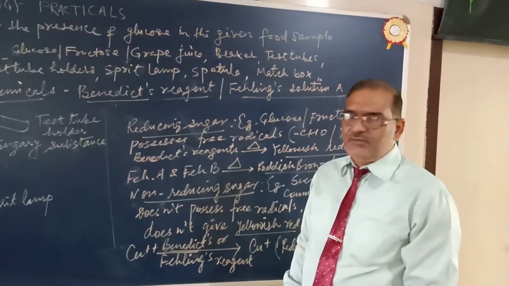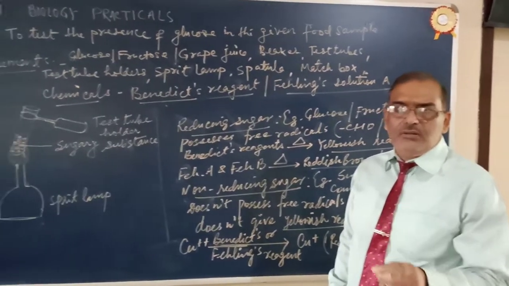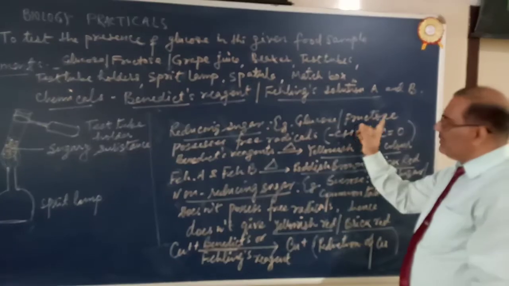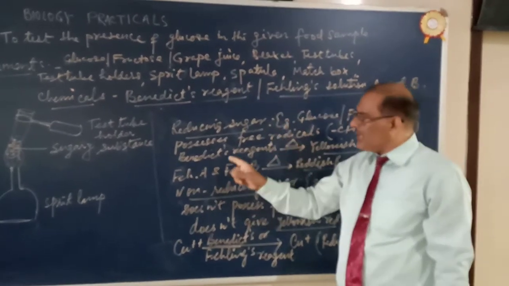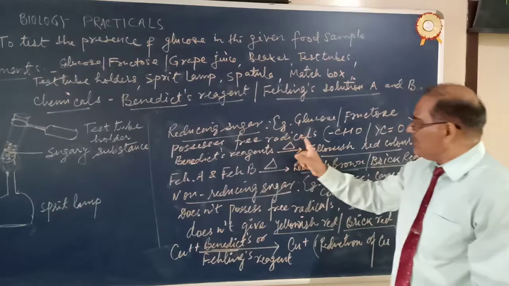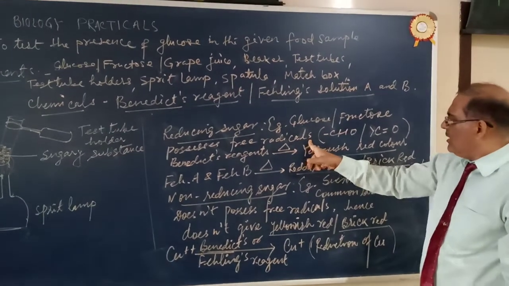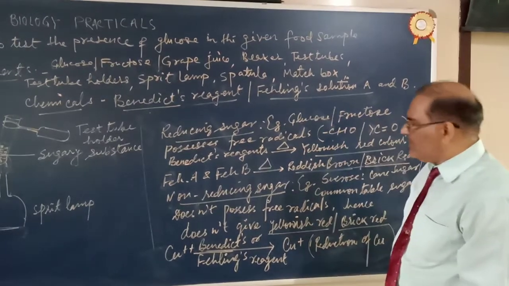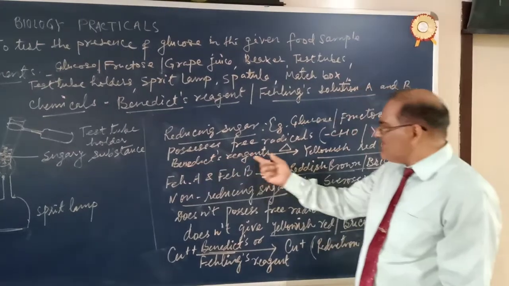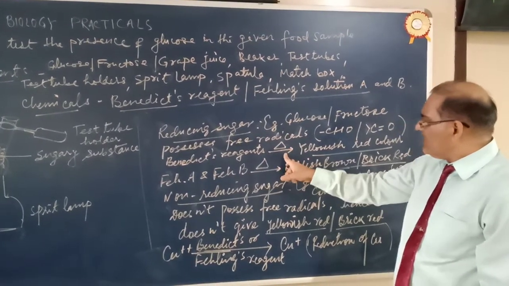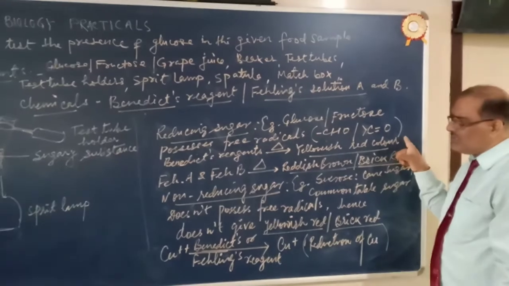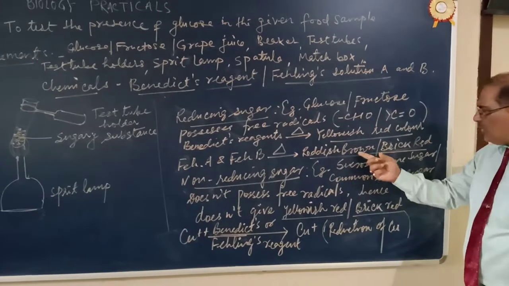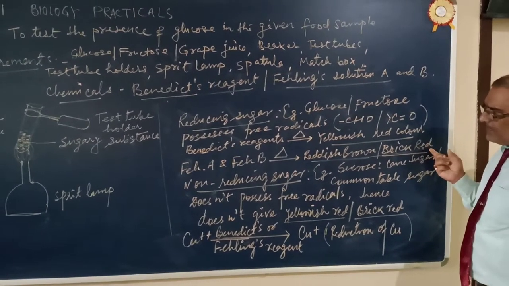Now students, let me discuss what are reducing and non-reducing sugars. Reducing sugars, for example glucose, fructose, etc. Reducing sugars like glucose and fructose possess free radicals, meaning a group, either CHO (aldehyde) or ketone group. If free radicals are present, then with Benedict reagent on heating it gives yellowish red or orange color. If we use Fehling A and B, then on heating it gives reddish brown or brick red color. Got the point?